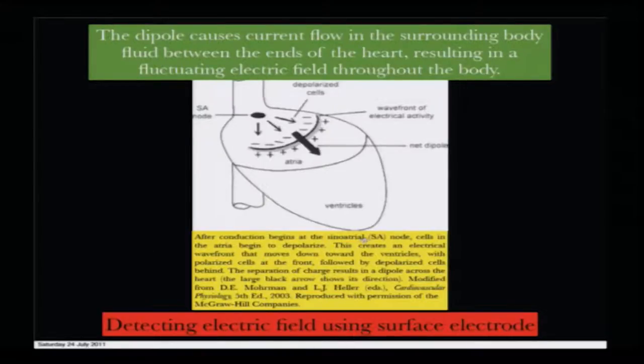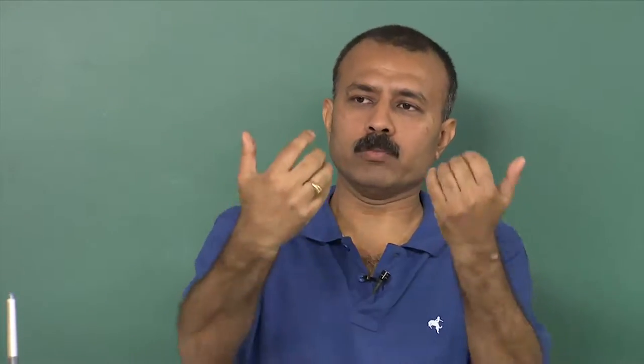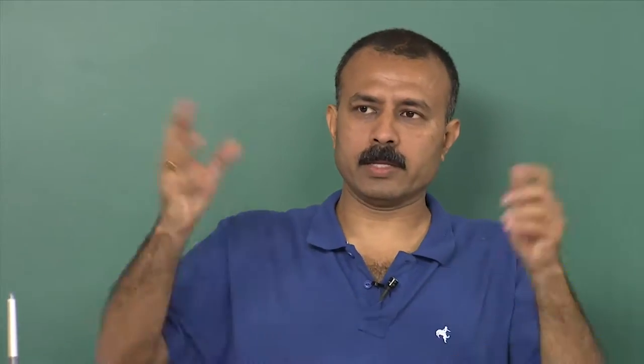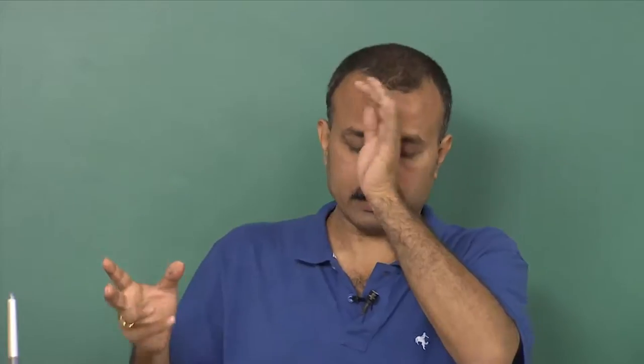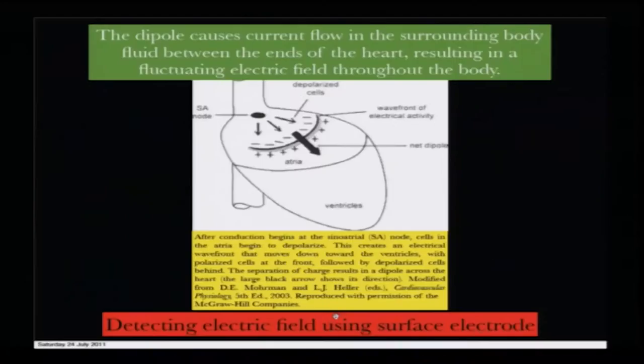After conduction begins at the SA node, cells in the atria begin to depolarize. This creates an electrical wave front that moves down towards the ventricle. This is essentially what is happening, because initially your upper two chambers are getting filled, followed by the blood moving to the lower two chambers. From there it is either distributed to the rest of your body or sent for purification to the lungs. So, this is exactly what the slide is telling you, followed by depolarized cells behind.